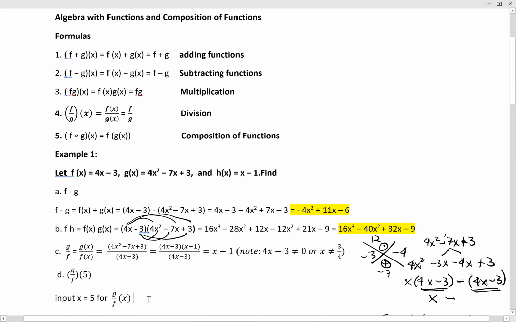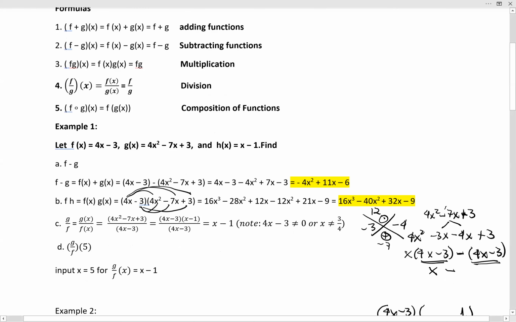Okay, so now I know that g over f of x is x minus 1 according to part C. Okay, so now I'm going to change the x to become phi, right? Because we are looking for that. So I have g.